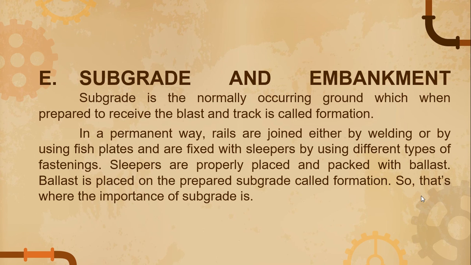In a permanent way, rails are joined either by welding or by using fish plates and are fixed with sleepers by using different types of fastenings. Sleepers are properly placed and packed with ballast, and ballast is placed on the prepared subgrade called the formation. So ito nga yung pinaglalagyan, yung subgrade, the embankment, yung pinaglalagyan ng ballast. So that's where the importance of subgrade is. So yung pinaka-importance nga niya kasi, parang siya yung magre-receive ng lahat, ng ballast, ng track. So yun nga yung pinaka-formation ng railway.